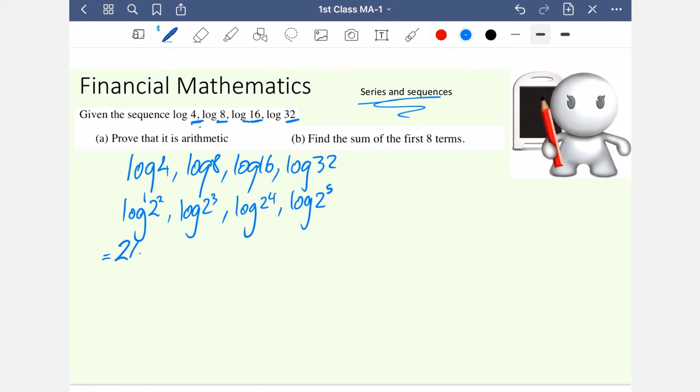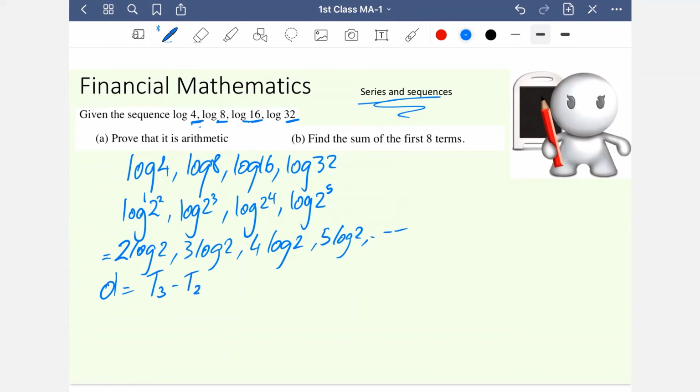Now, using my log laws, this is 2 log of 2. This is 3 log of 2. This is 4 log of 2. And obviously 5 log of 2, and so on and so on. So to prove that it's arithmetic, my difference has to be consistent. So it's T3 minus T2, and that has to be the same as T2 minus T1. So T3, 4 log of 2, minus T2, which is 3 log of 2. Is that the same as 3 log of 2 minus 2 log of 2? Well, yeah, they are.